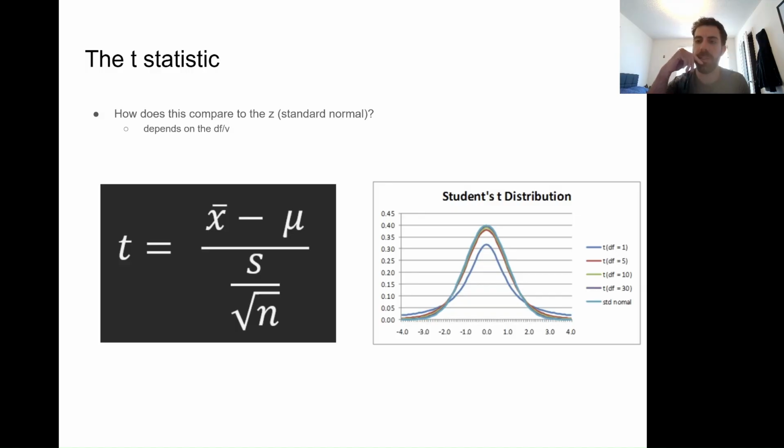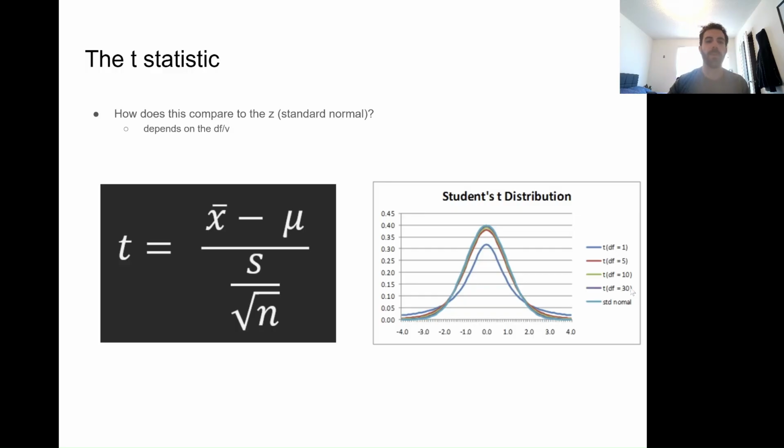And I think I mentioned this to you before when we were talking about why people use 30 as the arbitrary cutoff for the central limit theorem. And this is why: when you don't know sigma, you don't have a Z, you have a T, and the difference between the T and the Z goes away when your degrees of freedom is roughly 30.